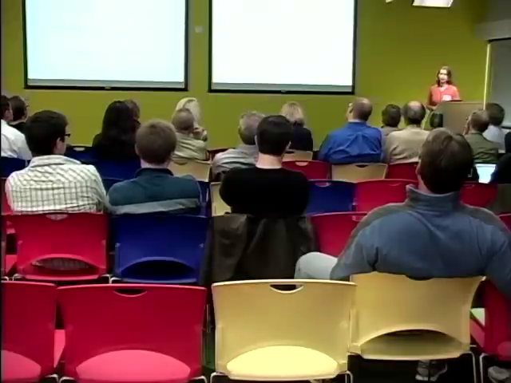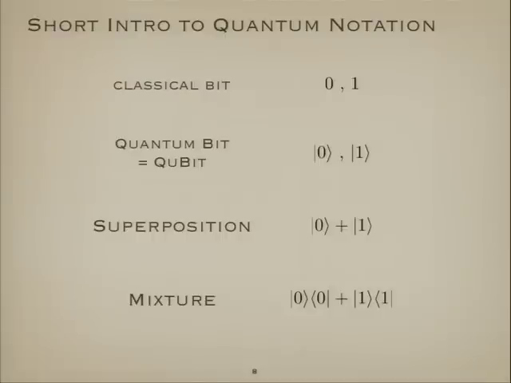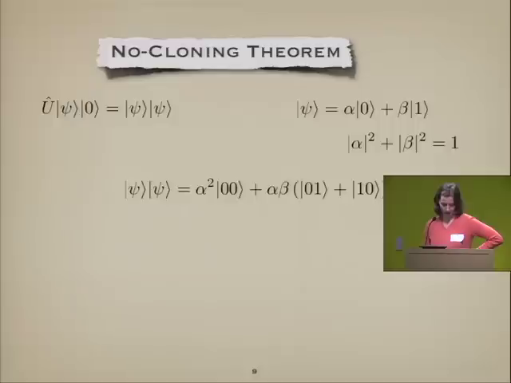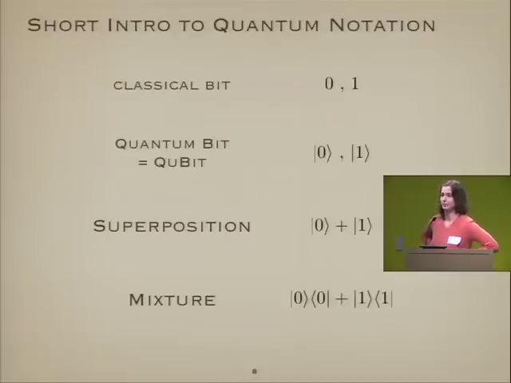Just a very short reminder of the notation. If you have a classical bit, that's usually denoted by 0 or 1. If you have a quantum bit, or a qubit, you put the 0 and 1 in these brackets. We call them kets. And one interesting feature is that they allow superposition. In the classical case, you have to decide whether the bit is 0 or 1. But in the quantum case, you can combine them in a superposition. That is different from a mixture, where the qubit is either 0 or 1, you just don't know which one it is. So in the superposition, it's both simultaneously, and in the mixture, you don't know which one it is.